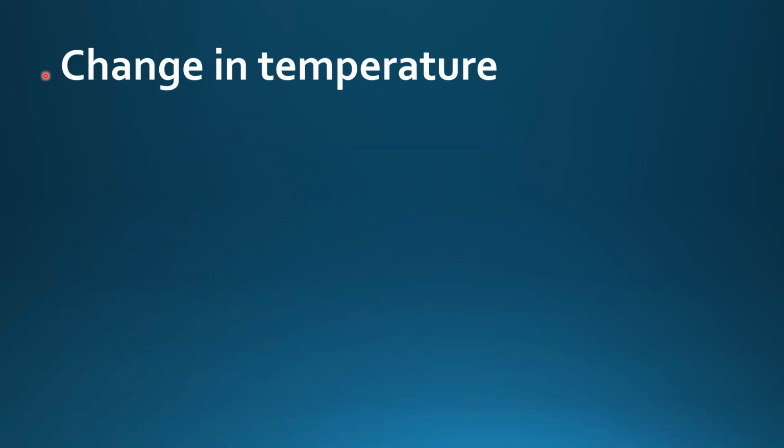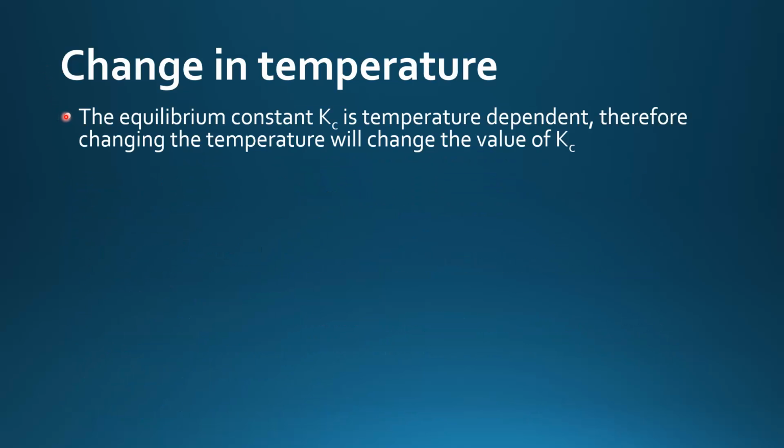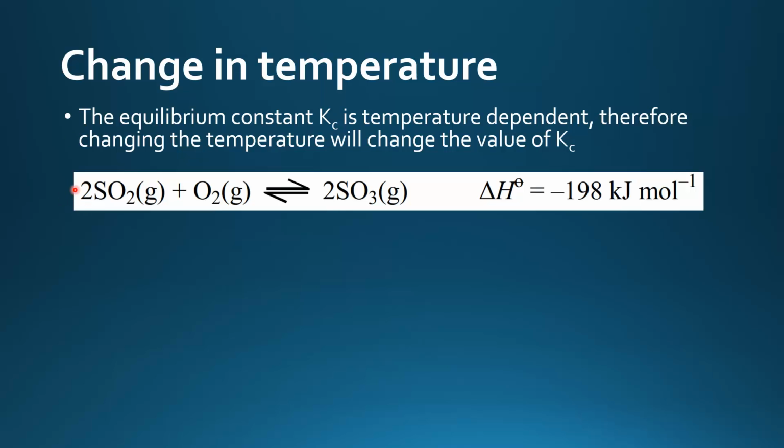Next, we look at a change in temperature. The equilibrium constant Kc is temperature dependent, therefore changing the temperature will change the value of Kc. In this reaction here, we have sulfur dioxide reacting with oxygen gas to form sulfur trioxide. The delta H for this reaction is negative 198 kilojoules per mole. Because the enthalpy change is negative, that means the forward reaction is an exothermic reaction.